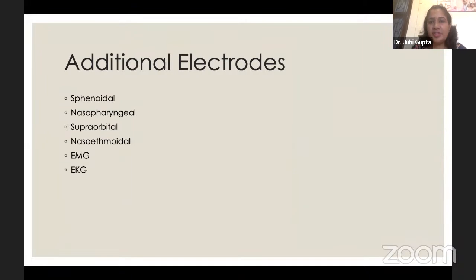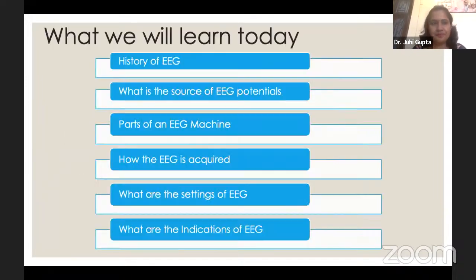There are certain additional electrodes which can be placed in addition to these 10-20 electrodes, which are known as sphenoidal, nasopharyngeal, supraorbital, nasoethmoidal, and certain channels like EMG and EKG. But these electrodes are used for certain special cases. Routinely, we do not place these electrodes.